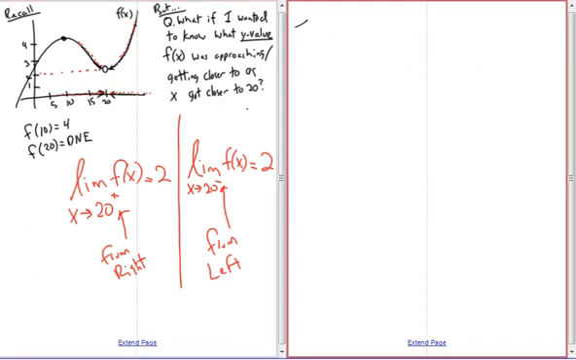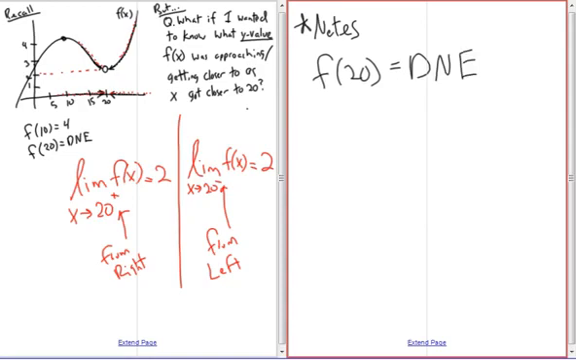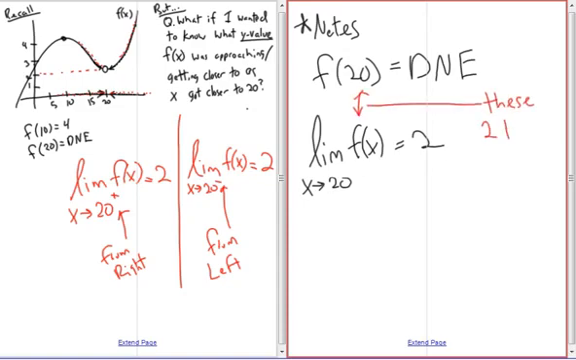All right, so let's go ahead and get a new page here. Here are some things that we definitely need to make sure we're super clear on. f of 20 does not exist. The function value is completely empty at 20. There's nothing there. There's a hole. However, the limit of f of x as x approaches 20 equals 2. These two things are different. f of 20 means what point is there on the graph? And the answer here is there isn't a point.